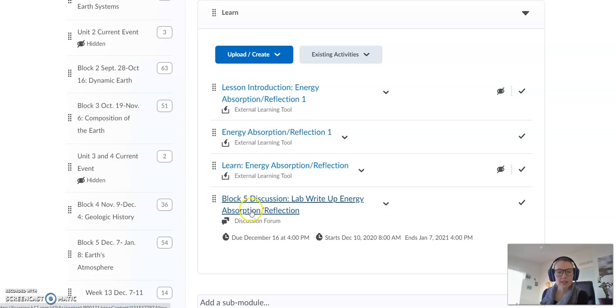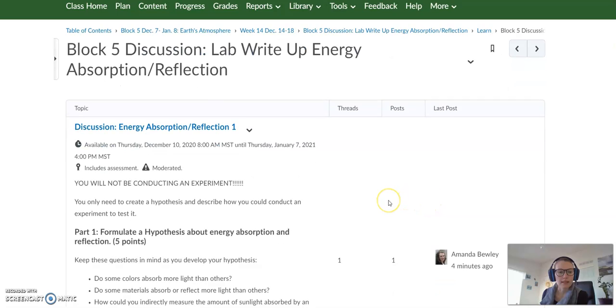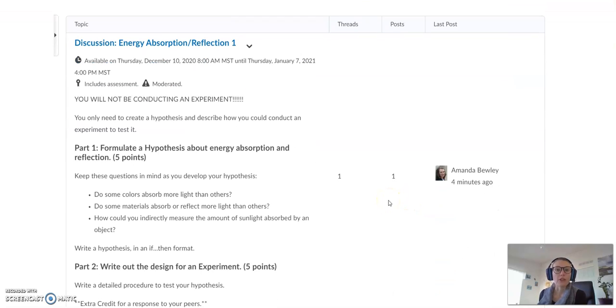Go ahead and click into the discussion. It's this one with the double chat boxes here. And then the instructions are right here. You will not be conducting an experiment. Again, you will not be conducting this experiment. You will simply be writing out a hypothesis and explaining how you could test this experiment.